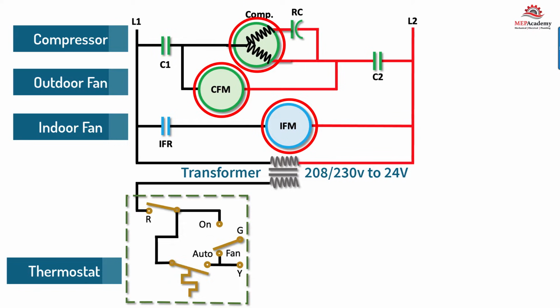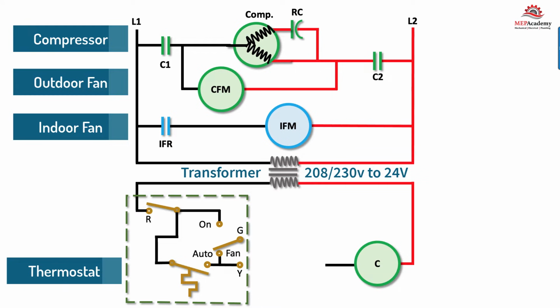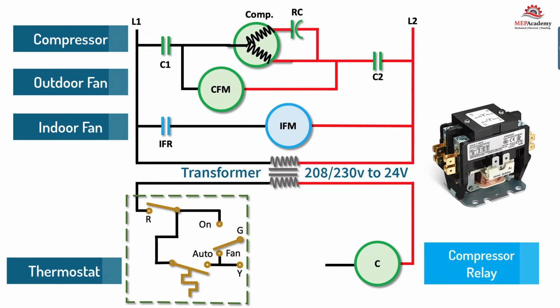indoor fan motors. Now we need to add some way to control these three motors, which we'll do from the low voltage side and use of the thermostat. First, we'll add a compressor relay on the low voltage side of the wiring diagram. This relay will communicate with the compressor's contactors on the line voltage side of the wiring diagram as required to start and stop the compressor.